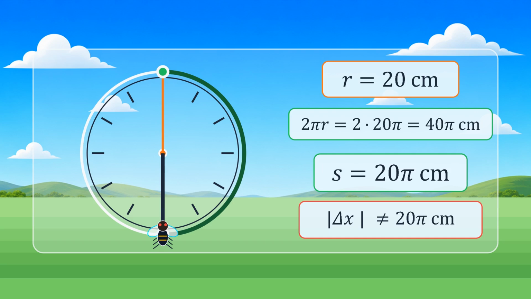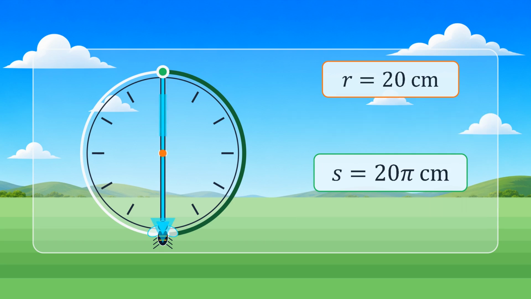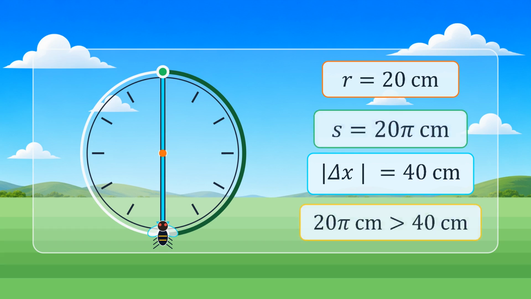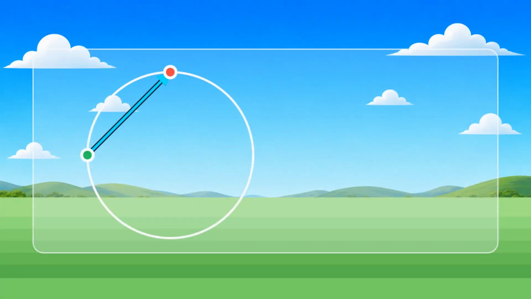But the magnitude of displacement is not 20 pi centimeters. After half a revolution, the fly is on the opposite side of the circle. The straight line from the initial point to the final point passes through the center. It is a diameter. The diameter is 2r, which equals 40 centimeters. Therefore the magnitude of displacement is 40 centimeters. For this motion, the fly travels 20 pi centimeters along the arc, while its displacement magnitude is 40 centimeters across the diameter.